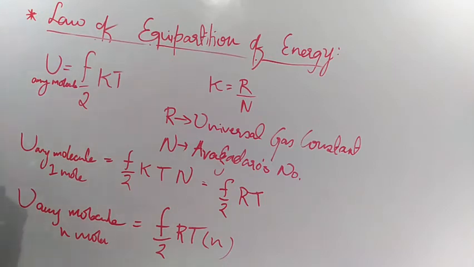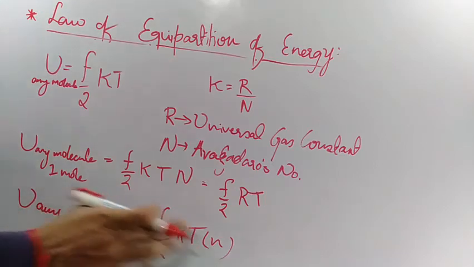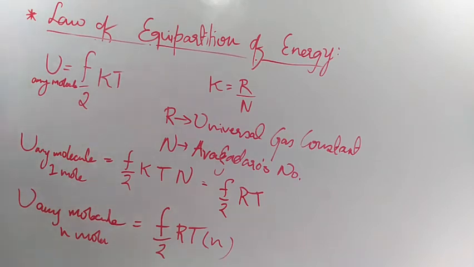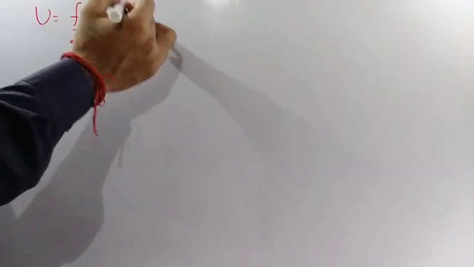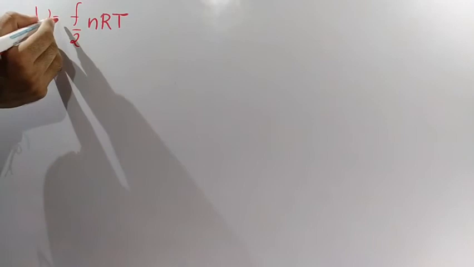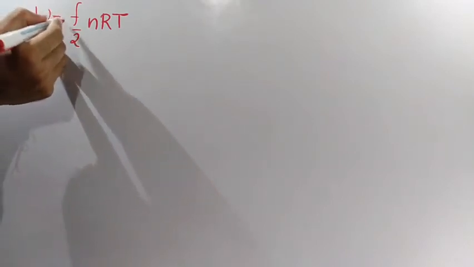Now this expression we want: U is equal to F by 2 nRT. Clear? Now we got U is equal to F by 2 RT N, or F by 2 N RT. For this equation, I am just going to differentiate partially. In your second PUC, you are going to learn how to differentiate partially and completely, but for the time being, you can remember the formula.